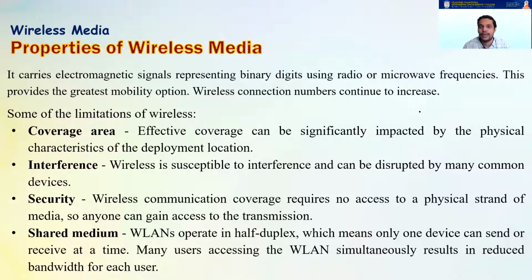The third one is the security. The biggest thing with wireless is it's not at all secure. Anybody who has a proper receiver can get the signals and can enter into the network. It's not a physical strand. It's not a physical connection where it is guided or bound to that media. It's open for everyone. And the last one is the shared medium part. Because it's a shared medium, everybody can use the same thing. And if everybody wants to use the same network at the same time, obviously you will find a decrease in the bandwidth that is being provided to you.